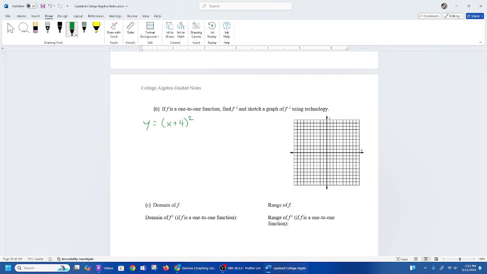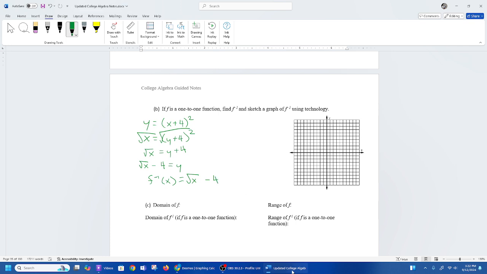Now we're going to switch our x and our y, and solve for y. So we're going to have to take the square root of both sides, and then subtract 4 from both sides. Written in inverse notation, the inverse of f of x is equal to the square root of x, minus 4. Make sure that minus 4 is on the outside.